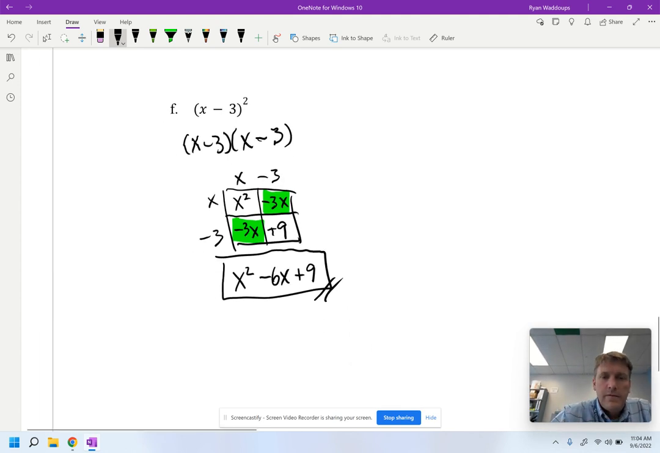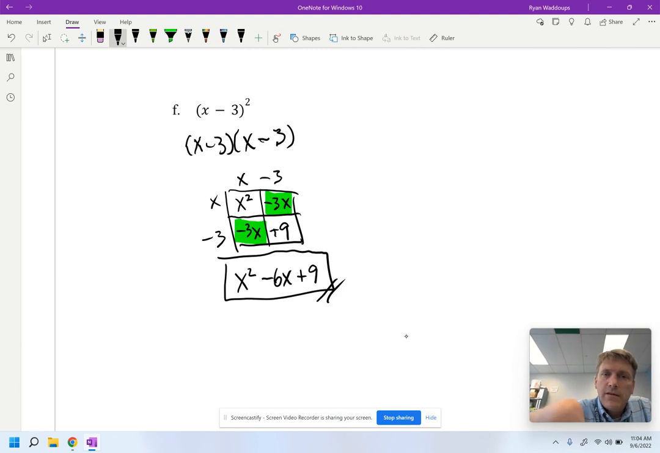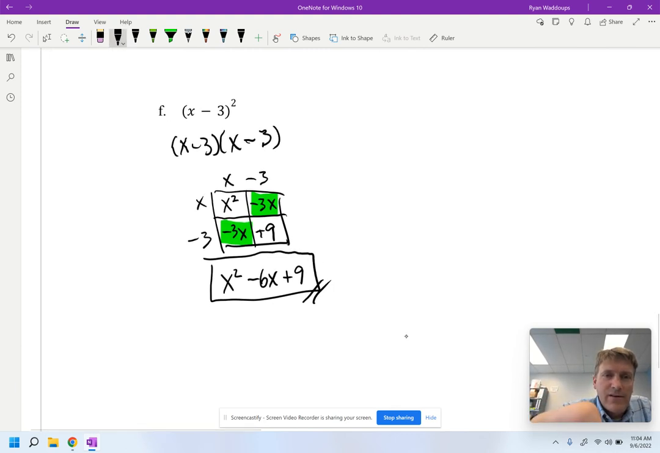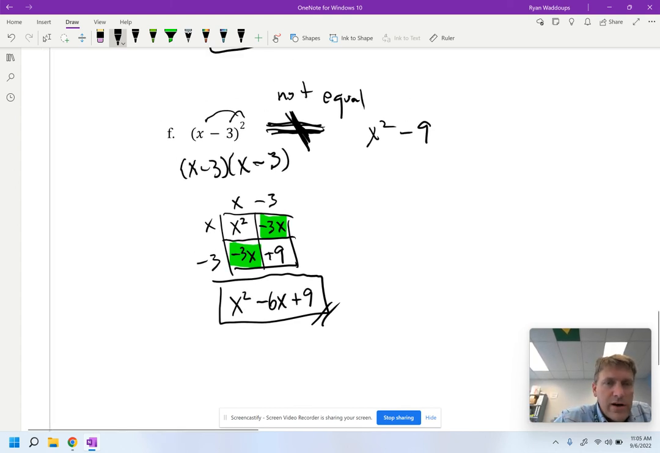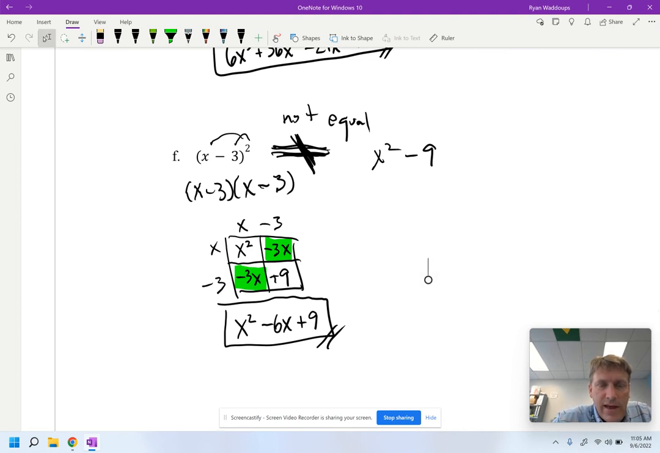All right. Once again, and if you're taking notes, don't write this down, but this is not equal to x squared minus 9. That would be, like I said, trying to use that exponent in kind of a distributive property way, and it doesn't work that way because you have x minus 3 times x minus 3, not x squared minus 3 squared.